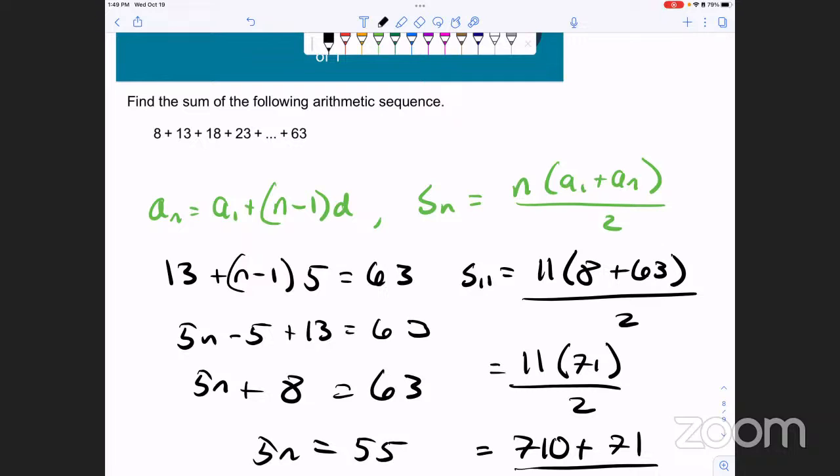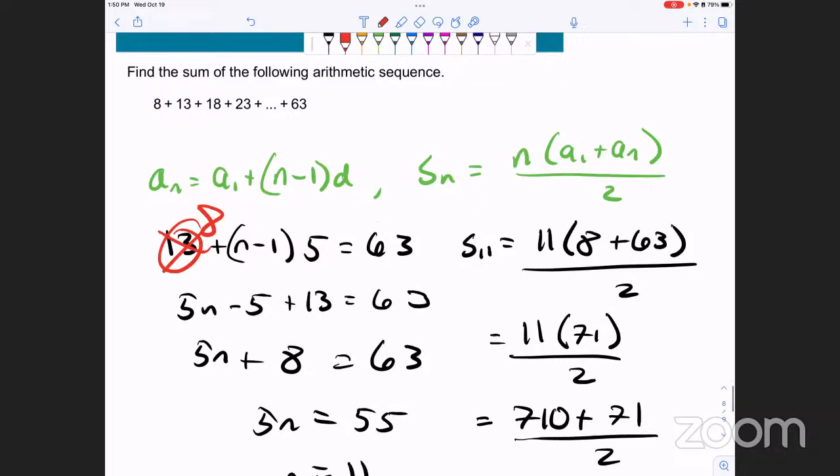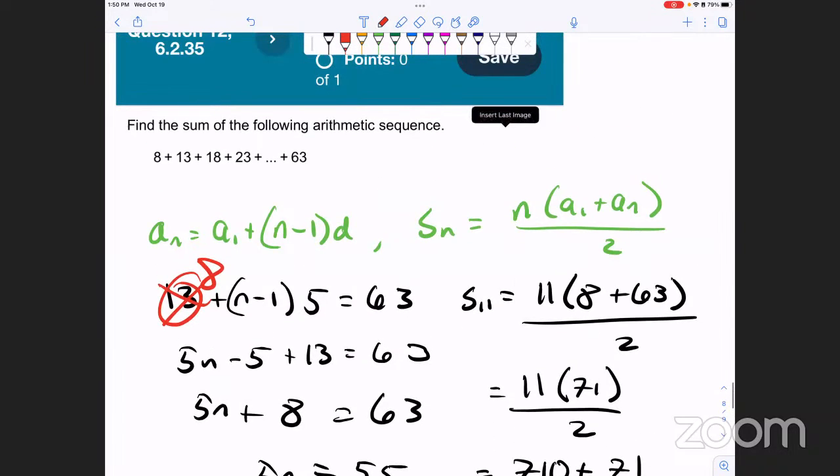Oh, I see what I'm doing wrong. See, I knew there was something like that was going to happen. I found a mistake. Doing the wrong A1, right? This guy right here is supposed to be 8. So that's throwing everything off. Let's try it one more time since we found a mistake.